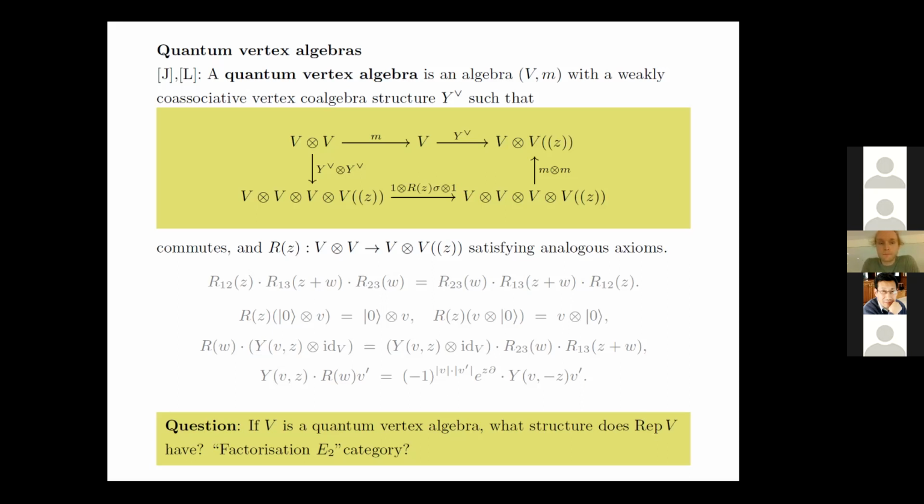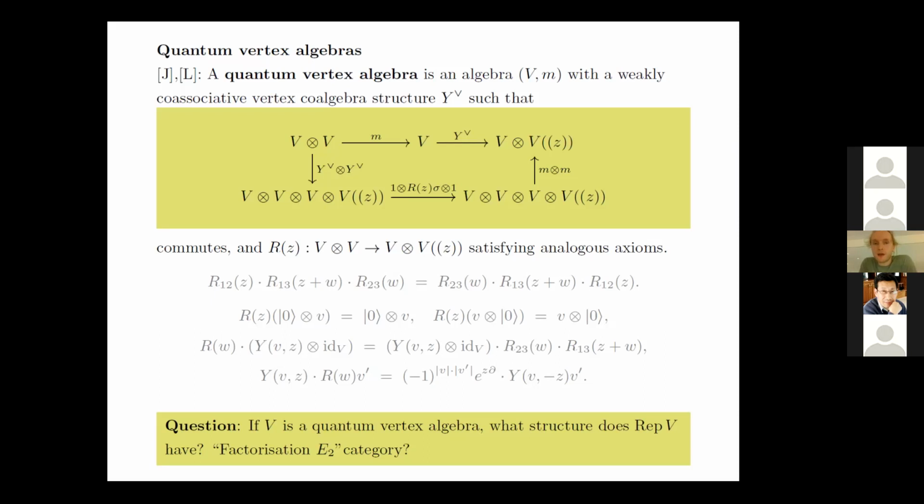So E2 categories, or E2 algebras, are just another way to axiomatize what an operator product expansion is in quantum field theory, roughly speaking.